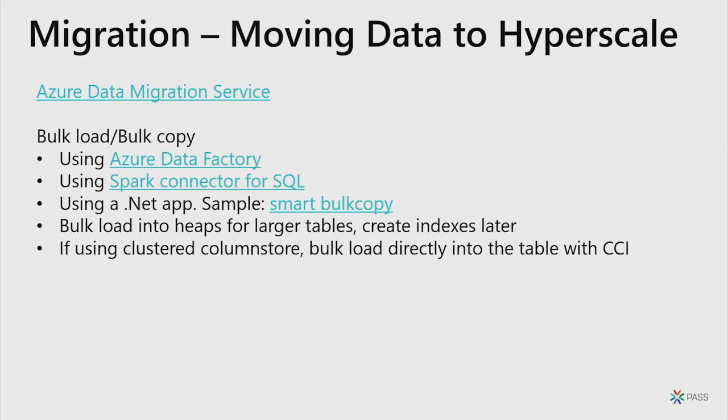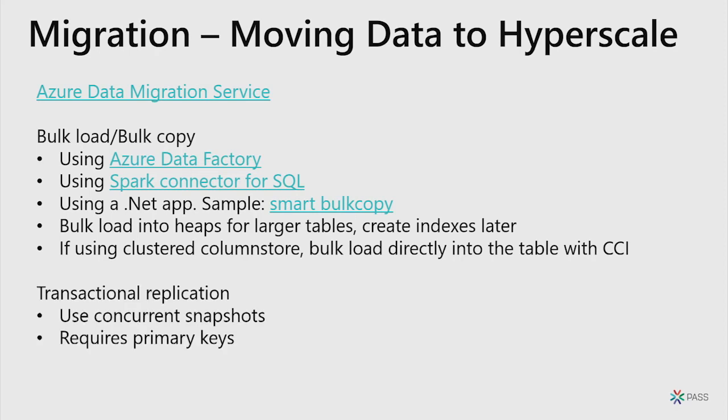You can use any of the methods to bulk load copy data, and I'll tell you in the next slide why this is. But ADF or Spark or Smart Bulk Copy is a sample that exists to load and then rebuild your indexes. You can use transactional replication, but if you're doing that, then use concurrent snapshots. Otherwise, snapshot can become a bottleneck on the source, if you will.